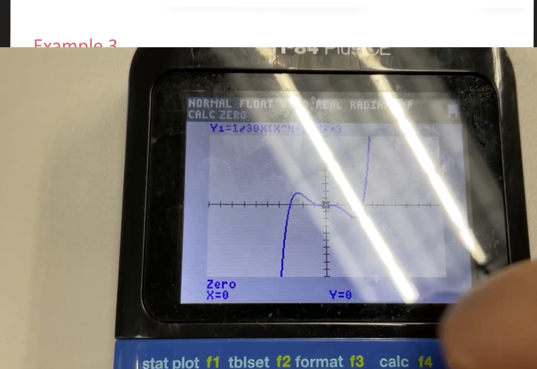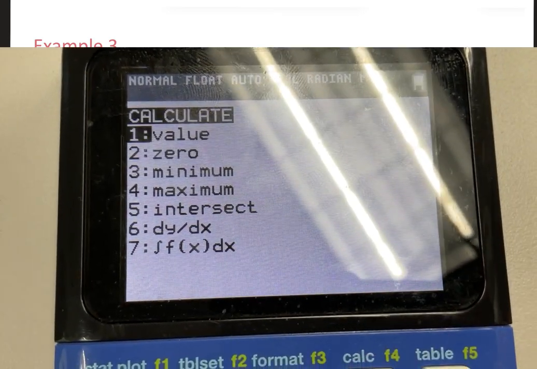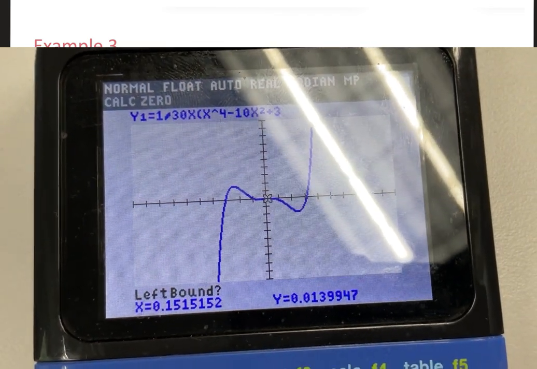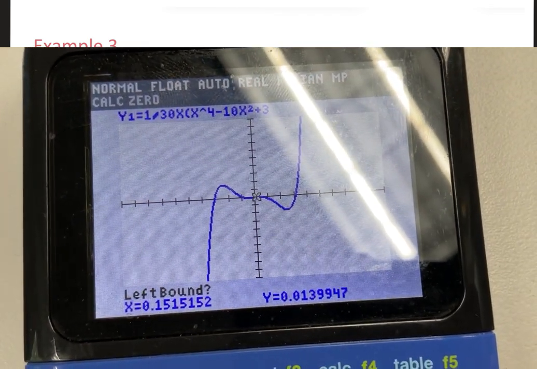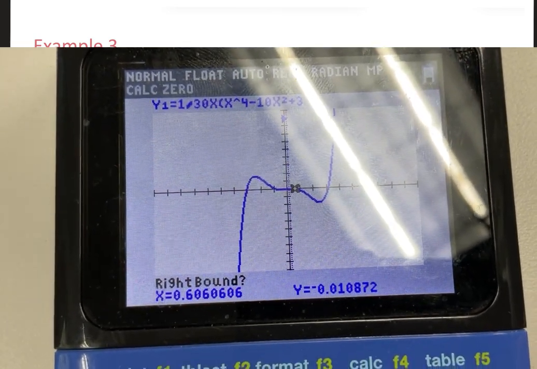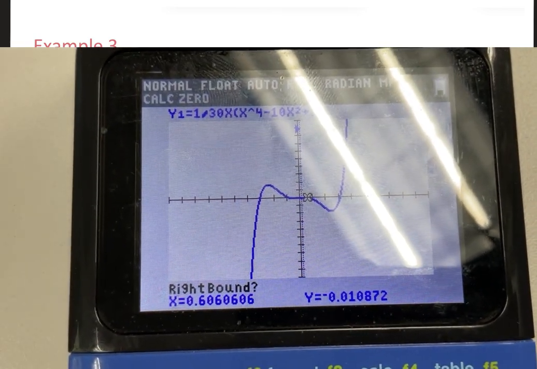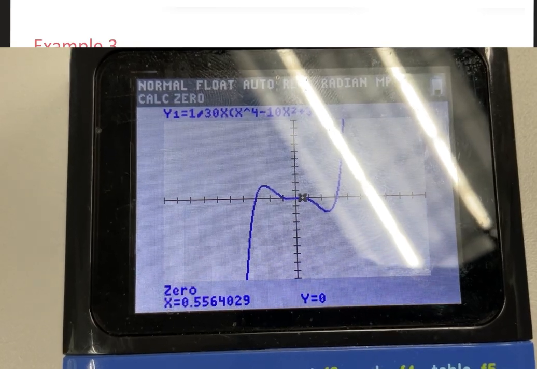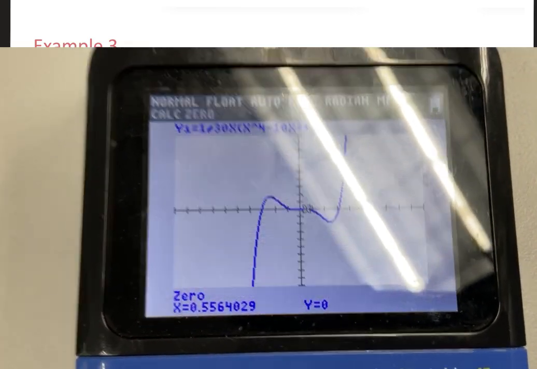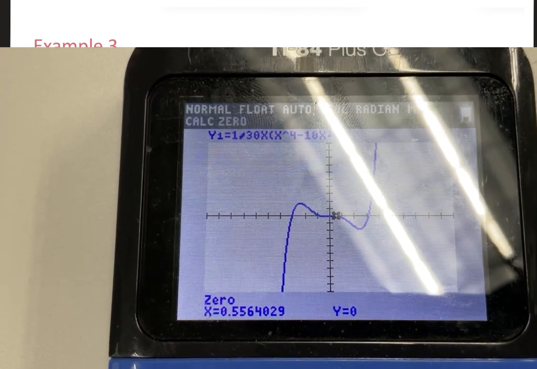And I keep going. Second, trace, 0. Now I want to go past the 0. I'm above the x-axis now. I hit enter. I want to cross through to go below the x-axis. As soon as it goes negative, I know I'm there. Hit enter. 0.556 positive is my fourth 0.